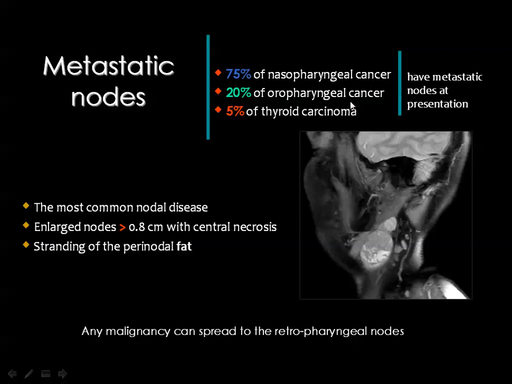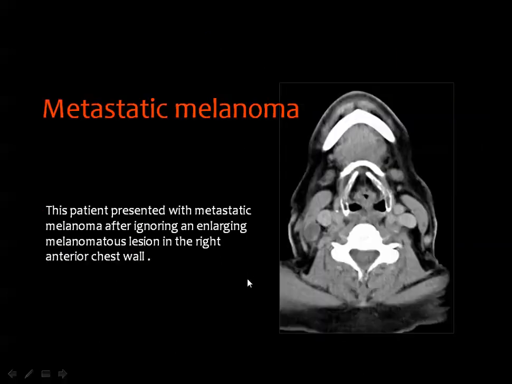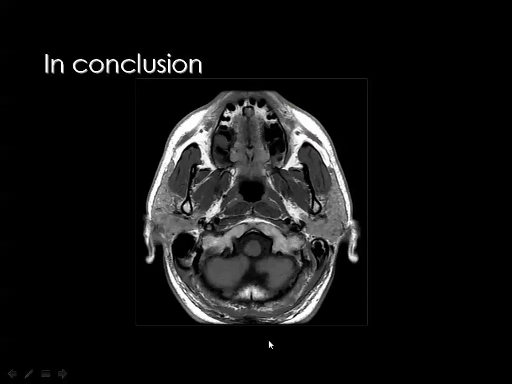Then metastatic nodes are usually secondary to head and neck malignancies, particularly nasopharyngeal carcinoma in about 75% of cases, oropharyngeal cancer in about 20% of cases, and thyroid cancer in about 5% of cases. The nodes are usually necrotic and they contain areas of breakdown. And this is a case of melanoma. You can see this nodal metastasis with necrotic center. If you know the primary, it is easy to diagnose that this is a metastatic node.